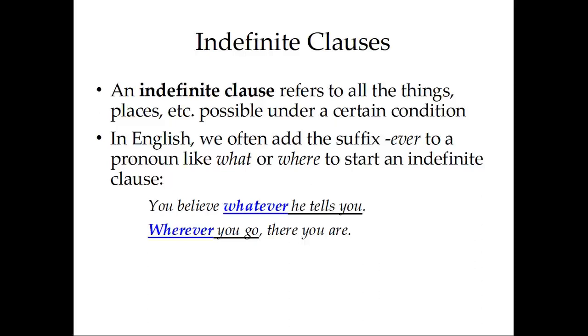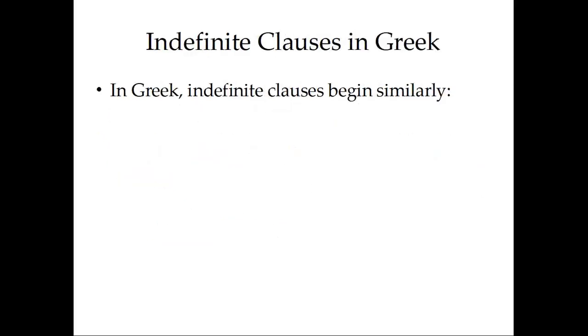Wherever you go, "to" would not have a complete meaning. They are subordinate clauses, indefinite clauses, to be precise. In Greek, indefinite clauses begin similarly. For instance, you might see a relative pronoun and this little particle an. And this means we can think of this an as basically changing the relative pronoun to end with something like "ever." For instance, hos an would be whoever.